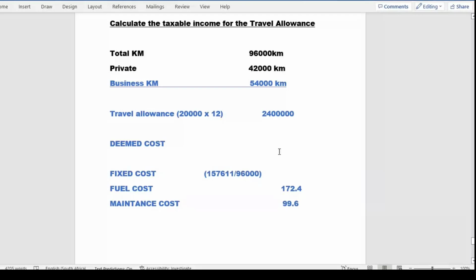Somebody help me quickly. How much is 157611? Let me just confirm if this is the right figure. In the meantime, help me. 156711. Sorry, 156711. And then you divide that by 96,000. What are you getting? Then you multiply that by 100. Oh, guys, you're not done with the calculations.